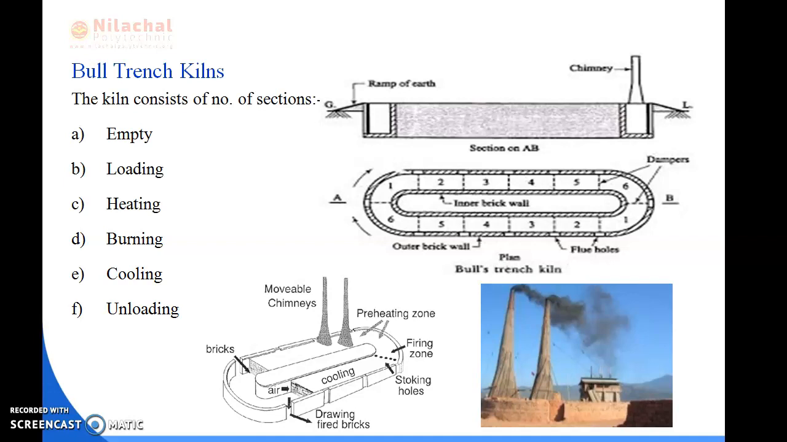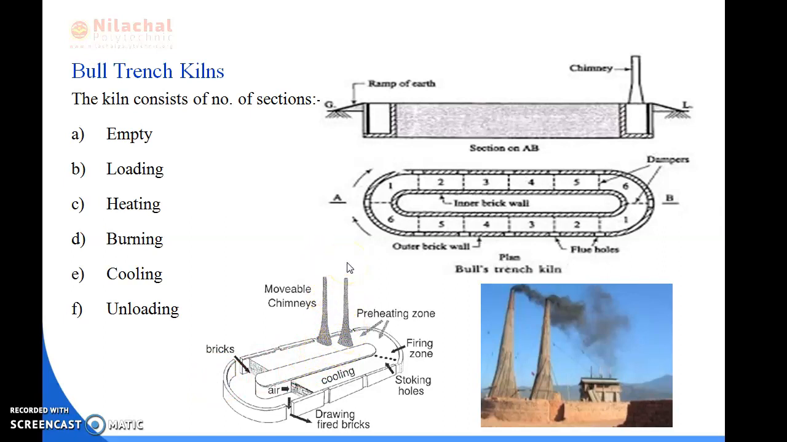Okay. Next, it includes 2 sets of movable chimneys. You can see the 2 sets of movable chimneys here in the diagram. They are always placed ahead of the section in which burning is to be carried out. Such an arrangement allows the preheating of the bricks in the chamber over which the chimney is placed. In the continuous process, the gases are removed through the movable chimneys.